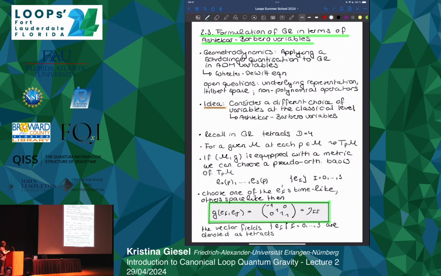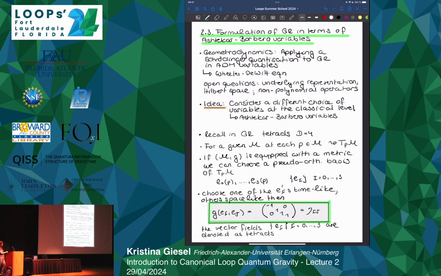So let me first restrict to 4 dimensions. And then for a given manifold, we can at each point in the manifold construct its tangent space. And if our manifold is in addition equipped with a metric, we can also define what orthogonal means, or in this case, pseudo-orthogonal.